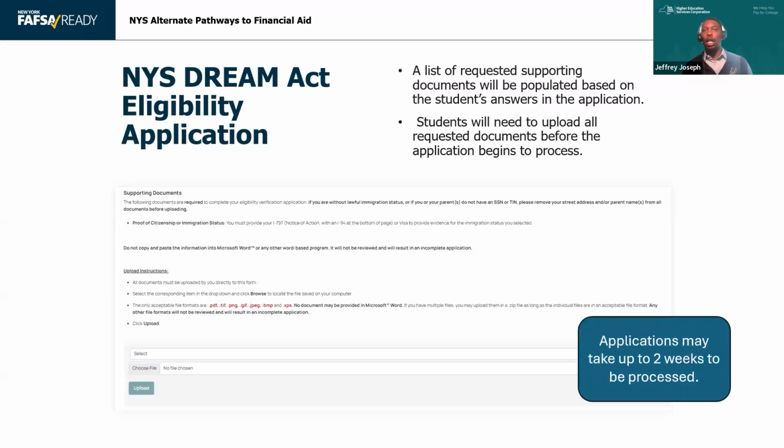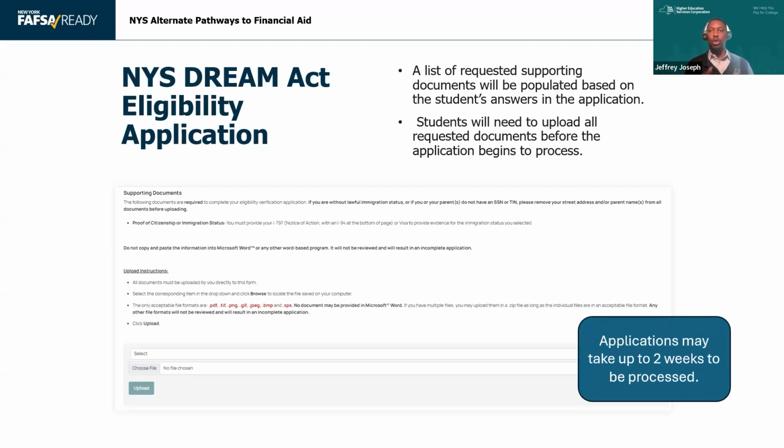So moving on, after all those questions have been answered from the pre-application to the application, a list will populate of all the documents that students need to provide to process their application. For this application that we have, test one, right now it's just proof of citizenship, but it may be things like transcripts or other immigration documentation or citizenship documentation may populate there.